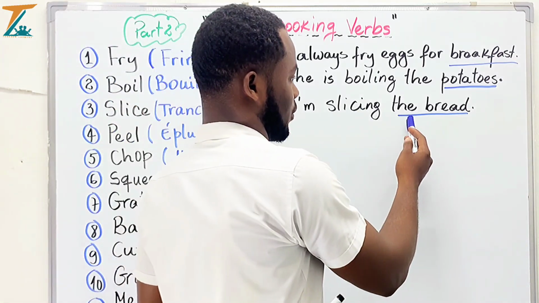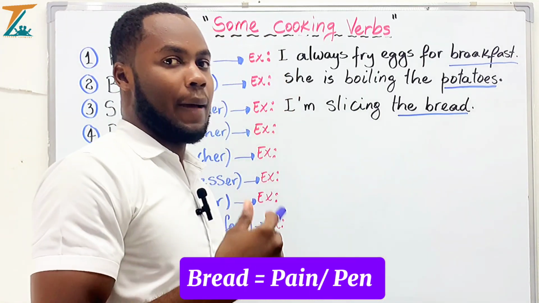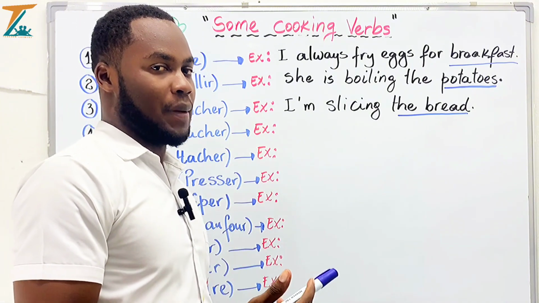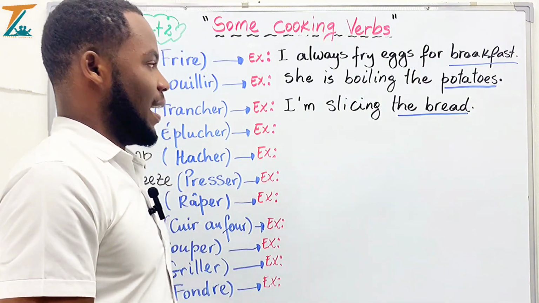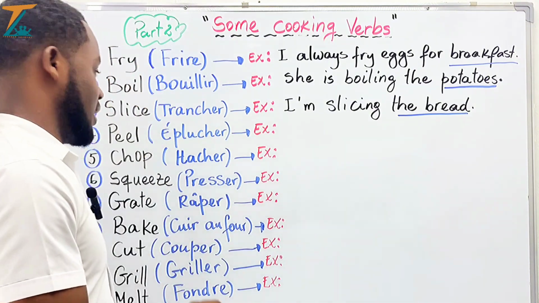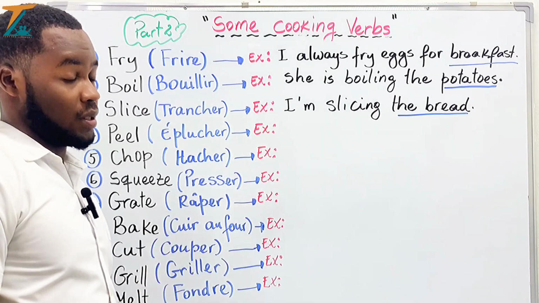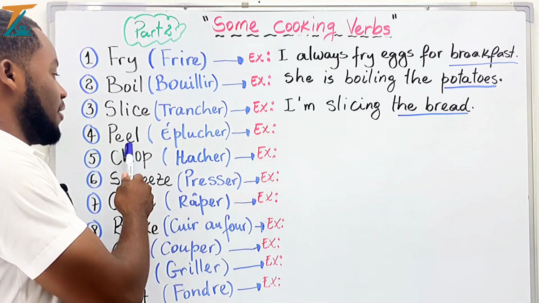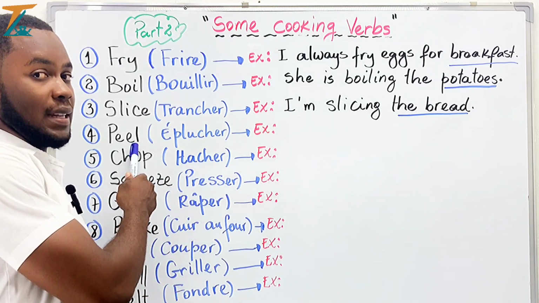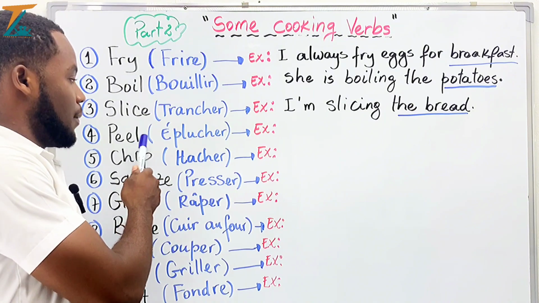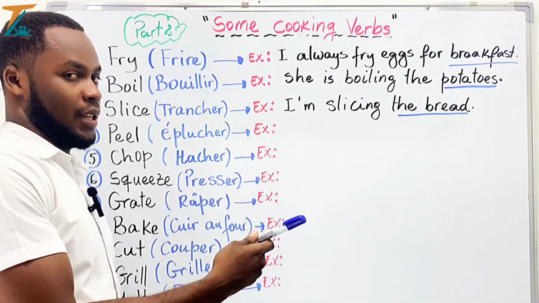So we have this word bread. Bread means pain. Okay? How can I say pain? I say bread. And let's move to the next verb, guys. It's very important to learn cooking verbs if you are cooking, okay? So we have peel. Can you repeat that? Peel. Peel means éplucher, okay?